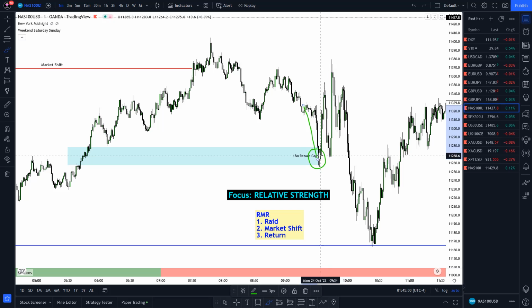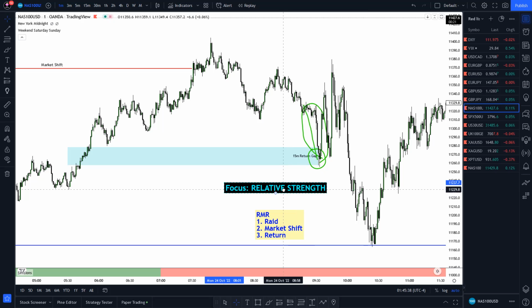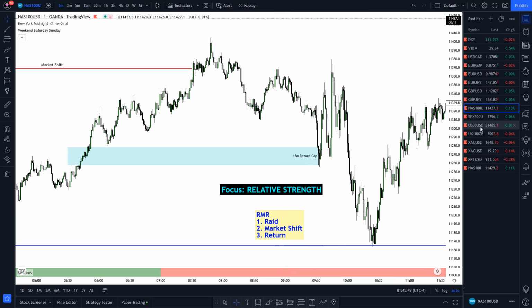But that doesn't mean we're going to be placing an entry on the Nasdaq, because at this exact moment in time, or a few minutes prior, this is the exact moment where we want to apply our relative strength analysis to find out which of the three indices are the strongest, and whichever one is the strongest, that's the one that we're going to long.